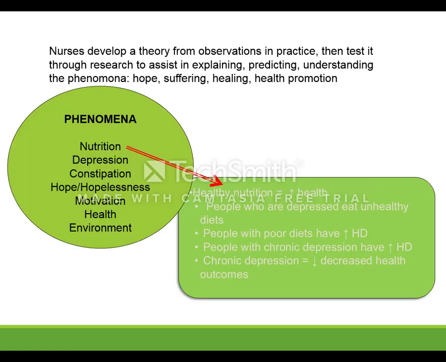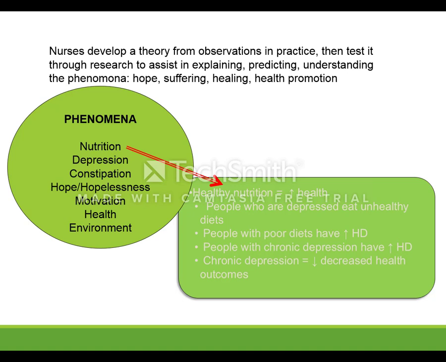Okay, so this is basically what I have already said. So nurses develop a theory from observations, test it through research. It helps explain, predict, and understand. So for instance, if you're studying nutrition, you can make some assumptions based on what you've seen. And you could even do this in your life, right? So healthy nutrition equals increased health. We know that. So what are some observations? People who are depressed eat unhealthy diets.